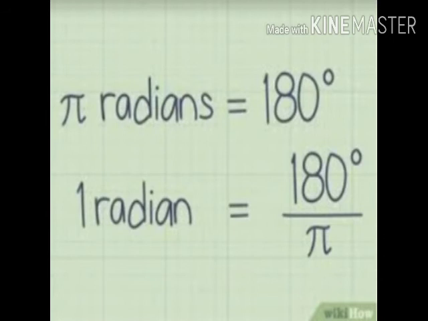So radian measure is actually, we have to write the angle in terms of pi. So you have to learn by heart pi radian is equal to 180 degree. From this we can derive what? 1 radian equal to 180 degree by pi. That is what we discussed earlier.